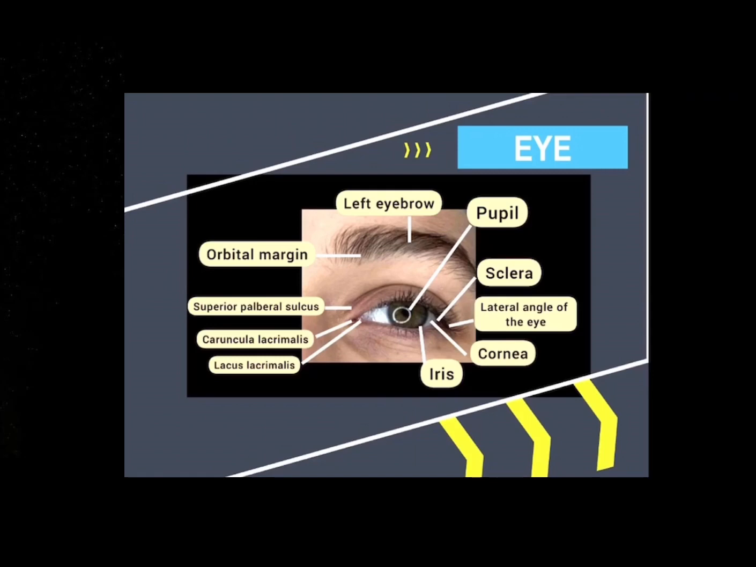The framework of the eyelids is formed by a fibrous sheet, the orbital septum. This is attached to the periosteum at the orbital margins. The orbital septum is thickened at the margins of the eyelids to form the superior and inferior tarsal plates.